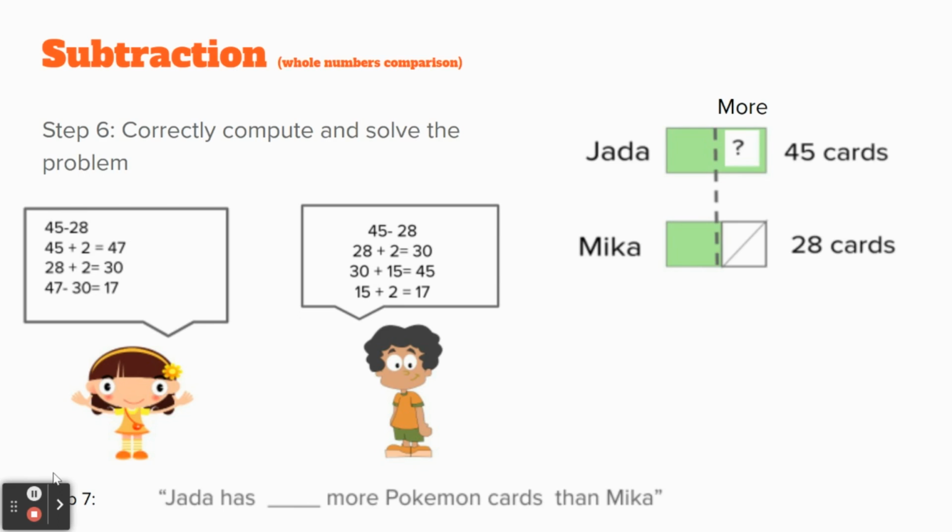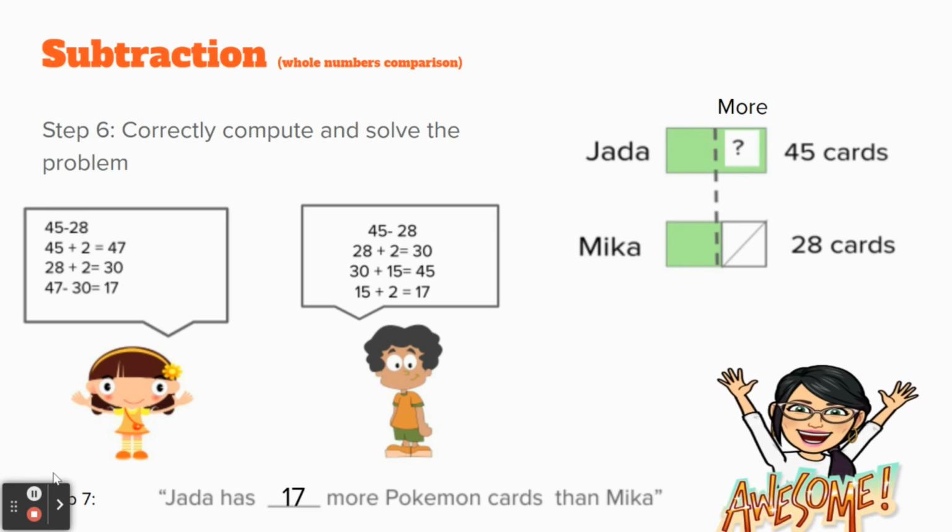Of course, you could use the standard algorithm, but in that situation, you would need to regroup. And maybe your students haven't learned the algorithm just yet. That's okay. If your students are stuck, you can always use counters, or you can use a number line to help your students find the difference or the distance between 45 and 28. All right, now that we've answered our question, Jada has 17 more Pokemon cards than Micah. That makes sense. We did it.